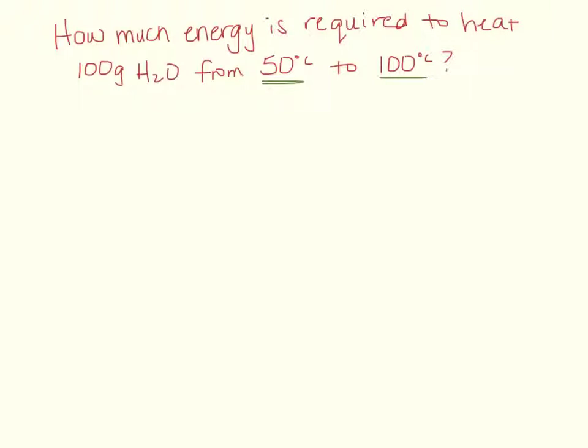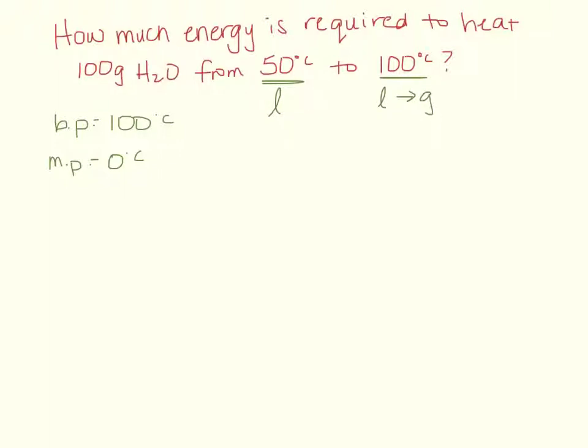So, we know that our boiling point of water equals 100 degrees Celsius. We know that our melting point of water equals 0 degrees Celsius. So 50 degrees is above our melting point but below our boiling point. So that means that at 50 degrees Celsius, water is a liquid. Then 100 degrees Celsius is our boiling point, so we're undergoing a phase change. We're going from liquid to a gas.